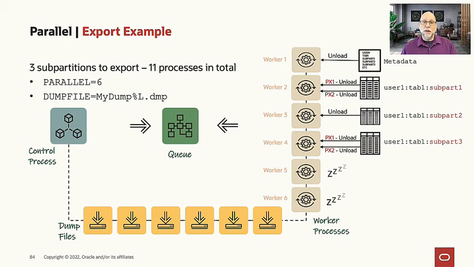Now, some of those processes are idle, but it pays to remember that this can happen because the process count on your system may throttle the number of processes that you can spawn. So that's just a little bit of a look under the covers of how parallelism works for data pump.